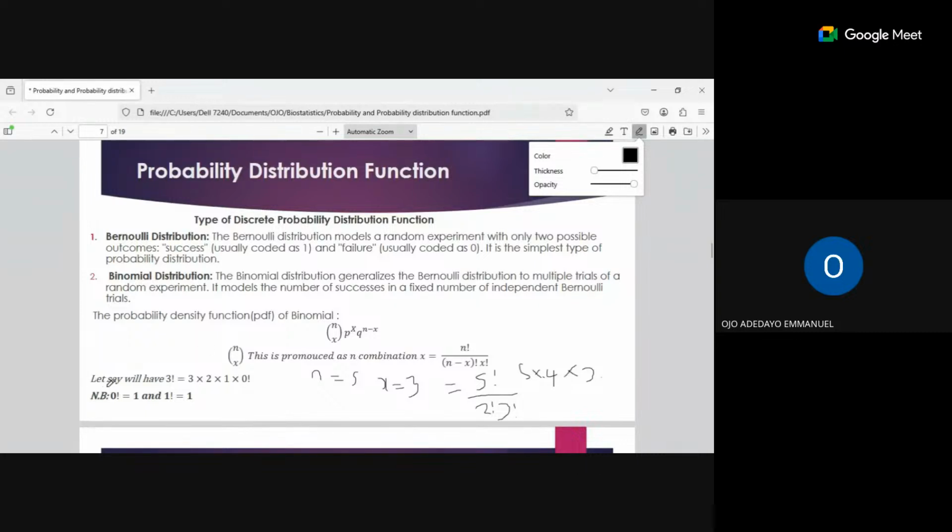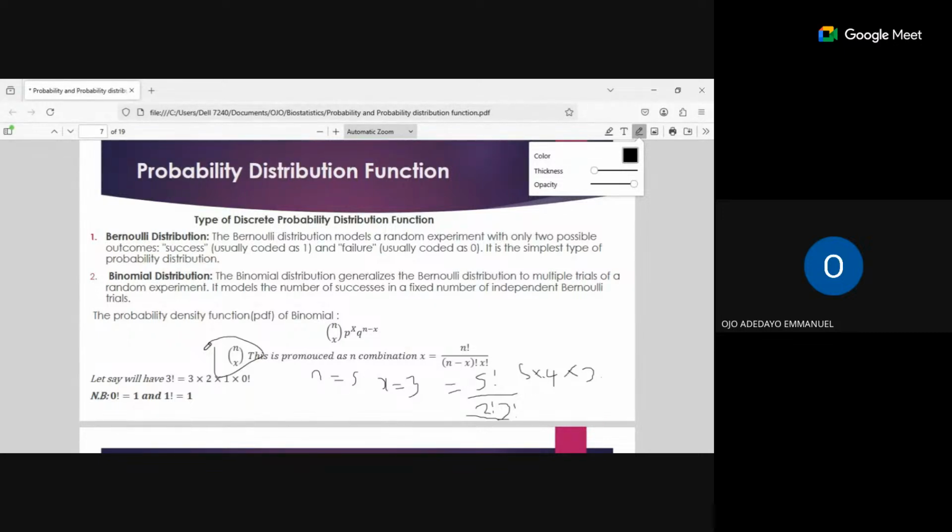Now look at this expansion. Let's say we have 3 factorial. 3 factorial simply means 3 multiplied by 2 multiplied by 1 multiplied by 0 factorial. Please note that 0 factorial is equal to 1 and 1 factorial is equal to 1. So by the time you expand the numerator, you are going to have a value for it. By the time you expand the denominator, you are going to have a value for it. So by the time you do the division, you are going to have a value which is from the N combination X. Let us look at the example so that you can understand.